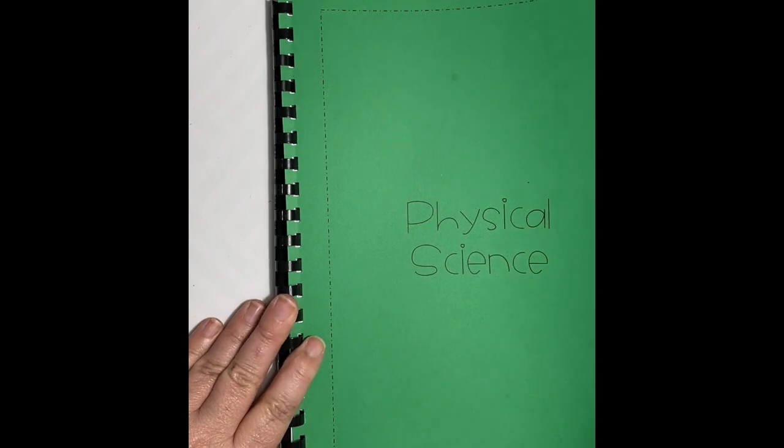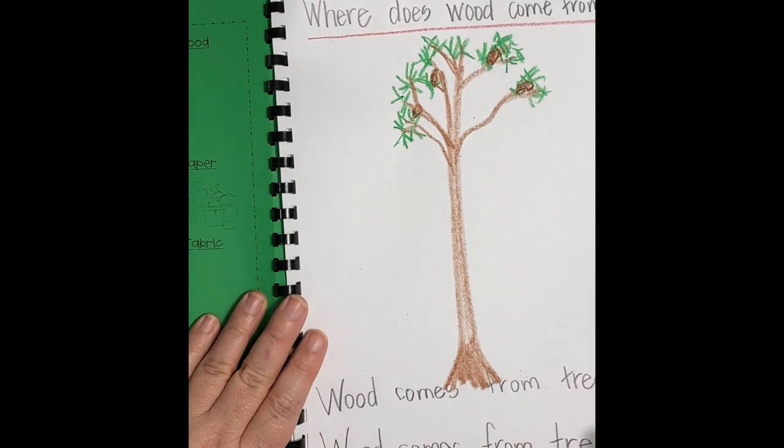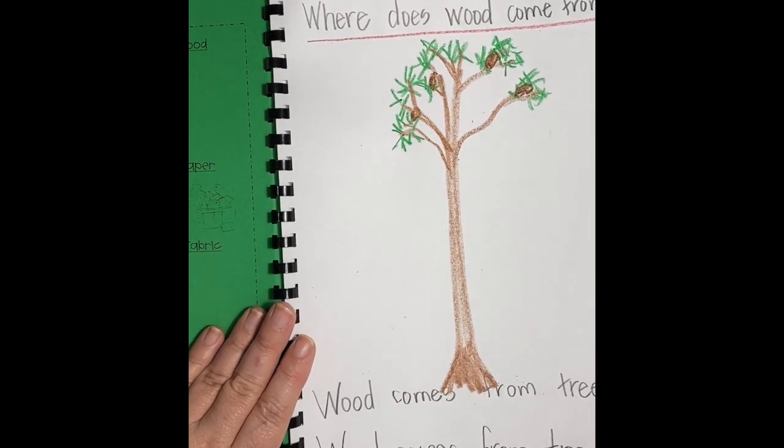All right, let's go and get our physical science journal and write about the observations we've seen this week. When wood gets wet. Where does wood come from? Wood comes from trees. Right.